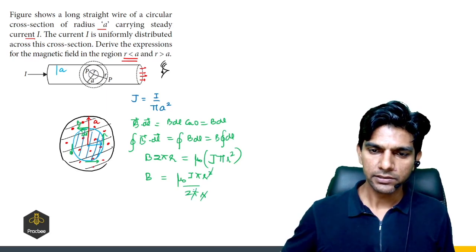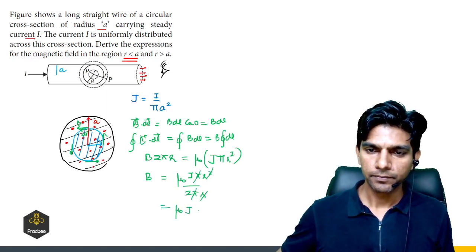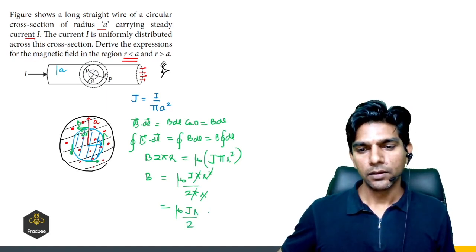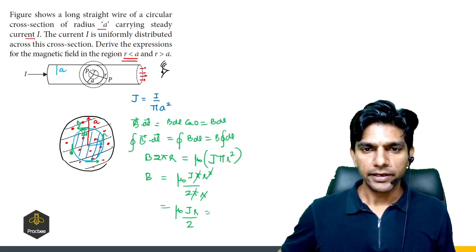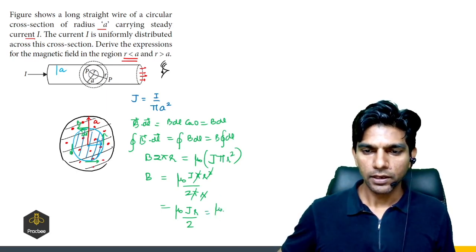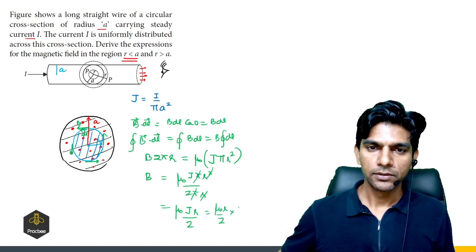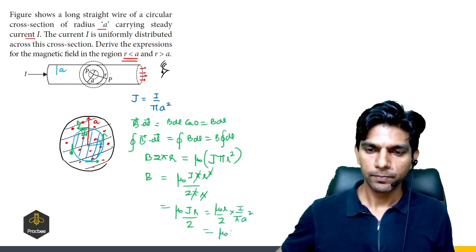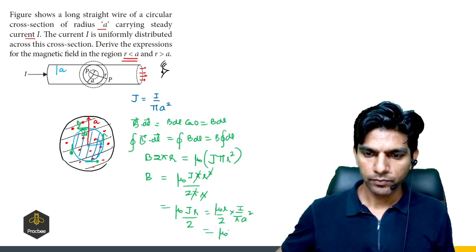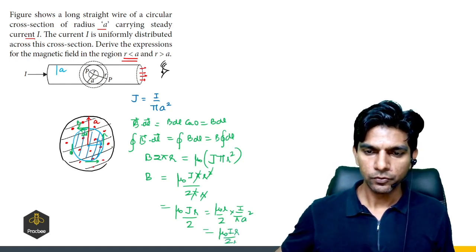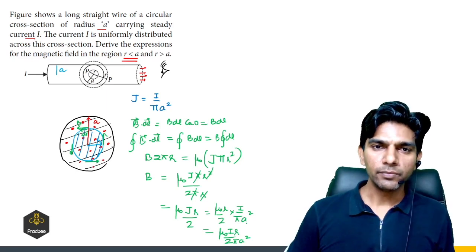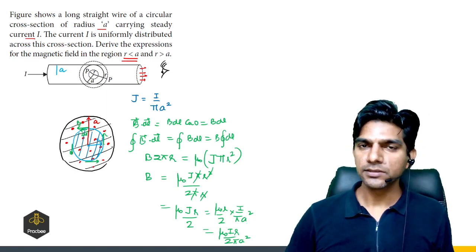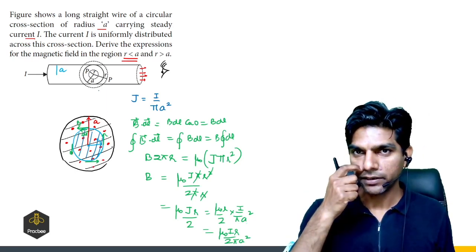Now one r will get cancelled out, pi will get cancelled out. So we are getting mu naught j r by 2, and j is I upon pi a square, so mu naught r by 2 times I upon pi a square. So this will be mu naught I r upon 2 pi a square. So that is the magnetic field at a distance r from the axis inside the wire.